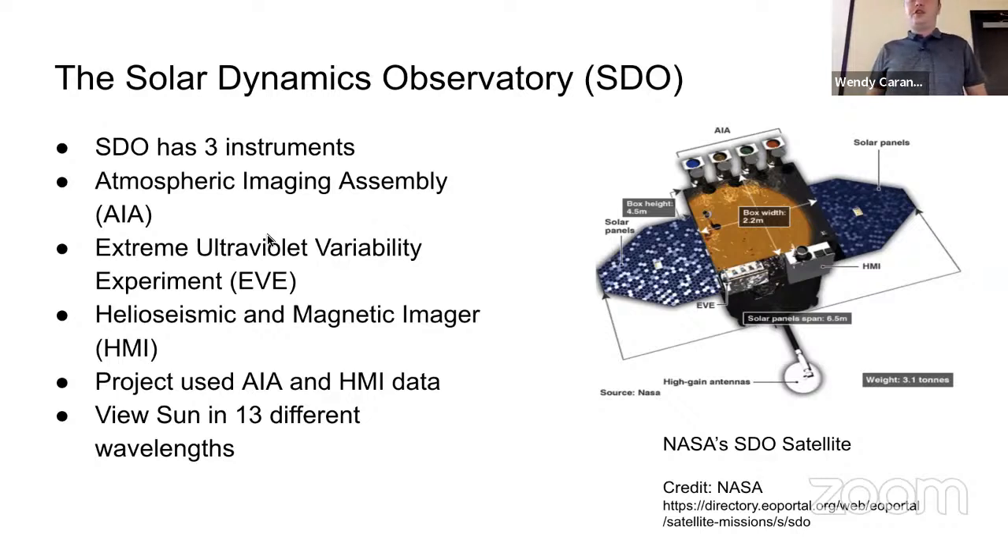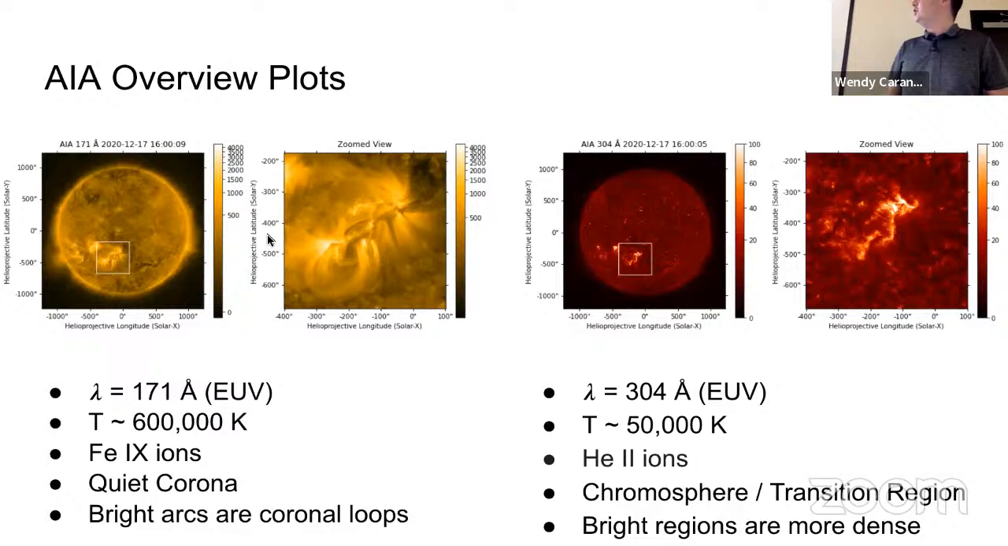And for our project, I should note, we only looked at 2 wavelengths from AIA and then 2 from HMI. So here is the AIA data that we're looking at. This is a reference image from the 17th of December. On the left-hand side, we have overview plots, which is just the full disk data as taken by the instruments. Then there's a little white box surrounding the active region. On the right-hand side, we have a zoomed-in view of the region, and these are the images that we were using for the animations.